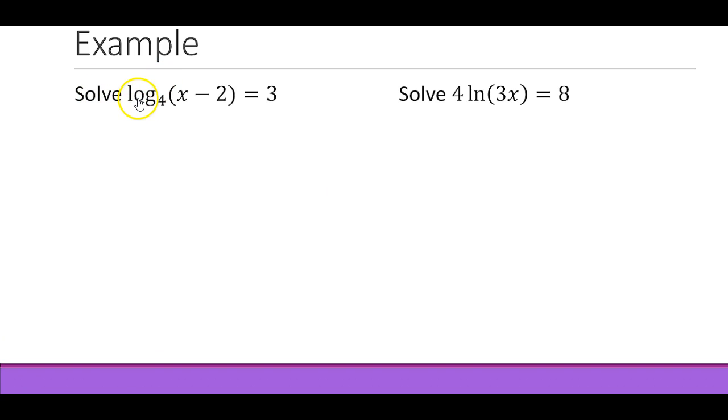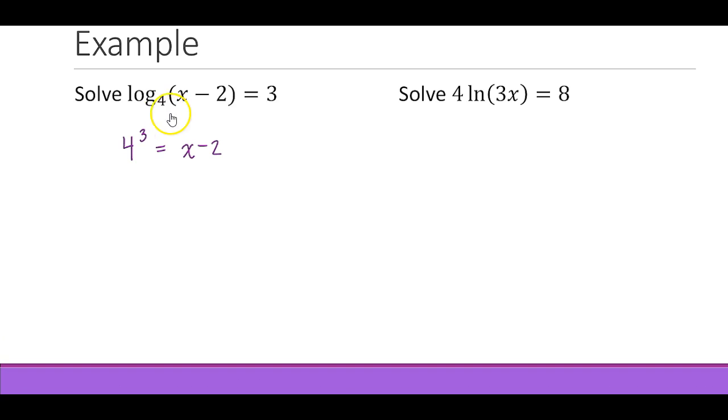We want to solve log base 4 of the quantity x minus 2 equals 3. Since I only have one log involved, I can go ahead and rewrite this as its exponential form. So I can take the base of the log, 4, and rewrite this as 4 to the third power. So what the logarithm equals becomes the exponent. 4 to the third equals the quantity x minus 2, the inside of the log.